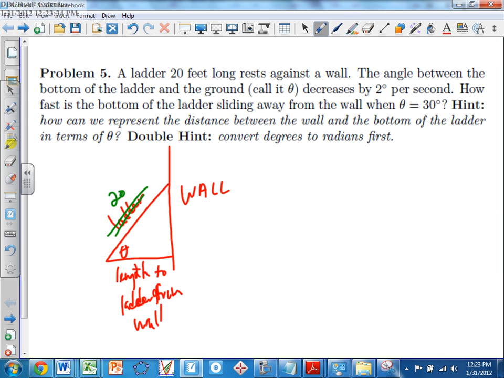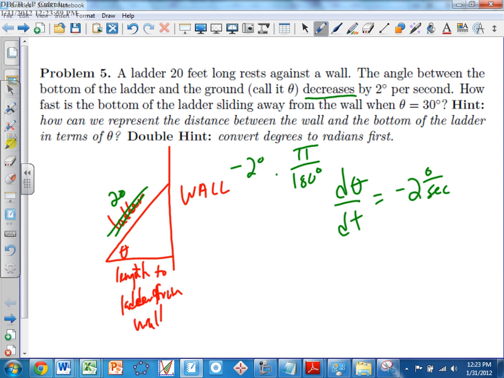It rests against the wall. The angle between the bottom of the ladder and the ground, called theta, decreases. Decreases. So the derivative will be? Negative. So d theta dt, you want to think of it as negative 2 degrees per second. But I don't want degrees. What do I want? Radians. Okay. So this will be pi over 90 here. Again, pi over 90. It will be negative. Very good, sir.